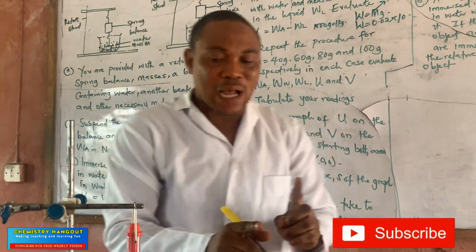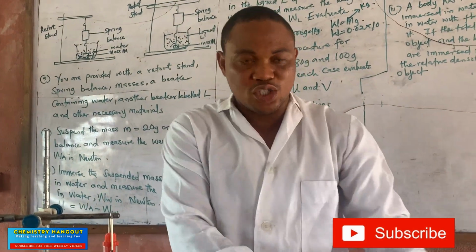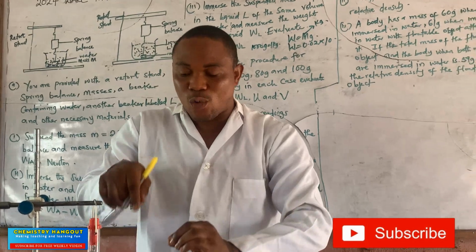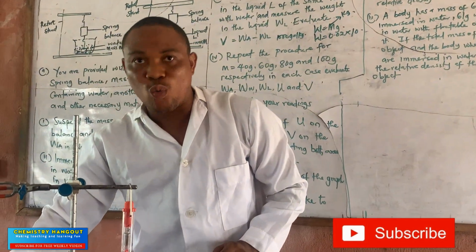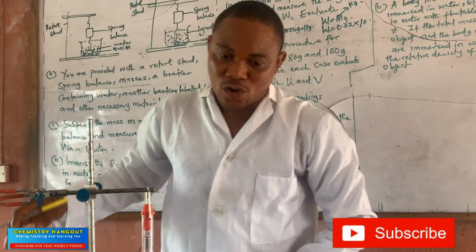Okay, but what I will advise is this. Let's finish the water first, then we take the kerosene, so that we don't just begin to exchange every time. So let's do this one. We have gotten the weight in air for 20 gram, then we have gotten the weight in water for 20 gram. I want to believe this is very, very clear. Okay, so let's move on.